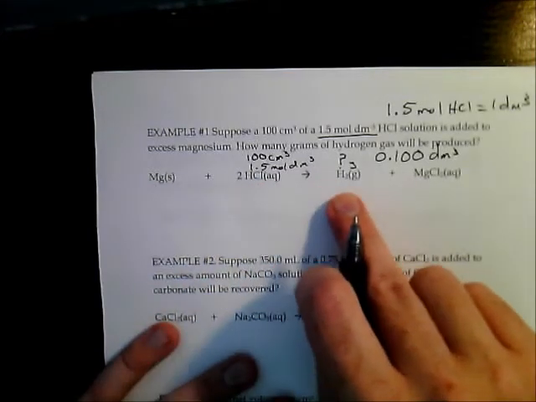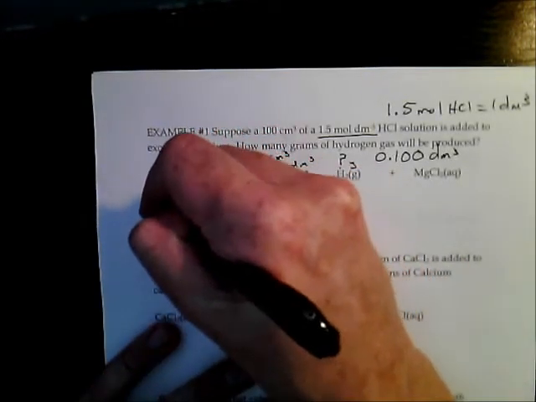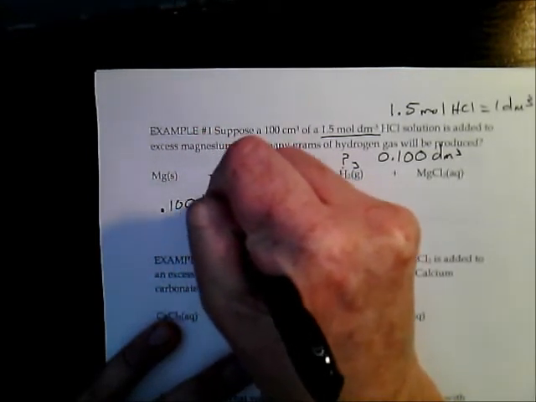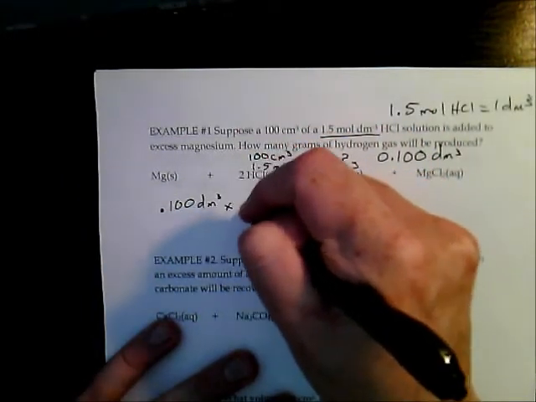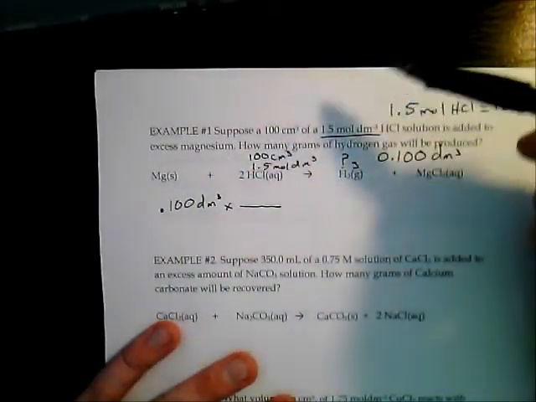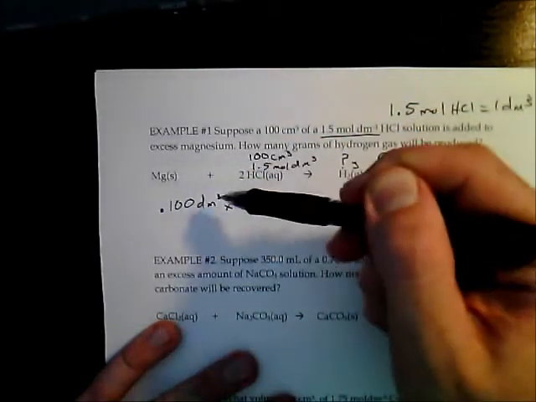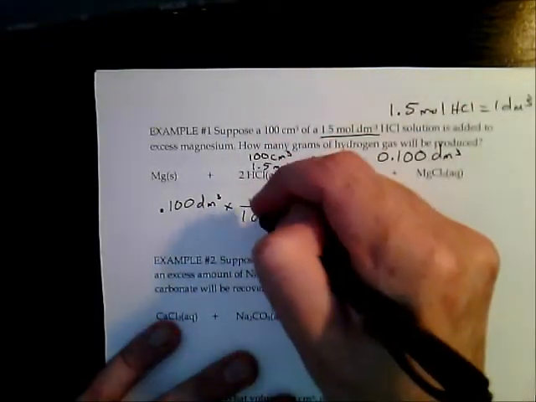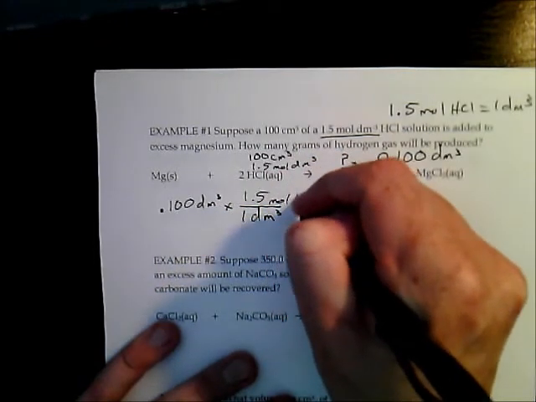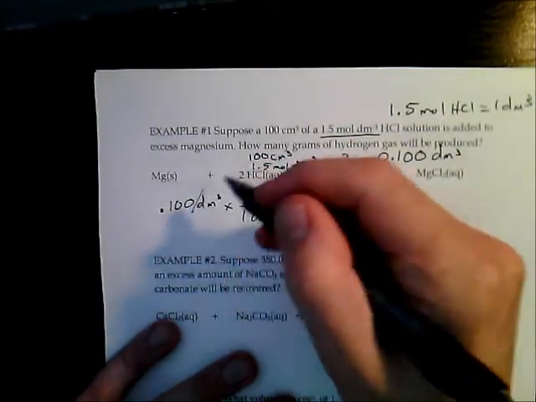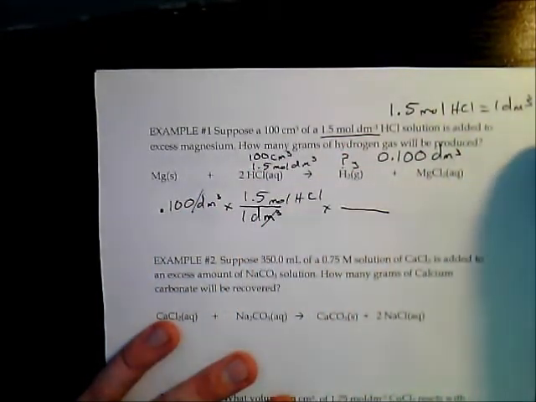I want to go from HCl to hydrogen. So I'm going to start with the amount of HCl that I was given, 0.100 cubic decimeters. And I'm going to change that to moles because I always want to use moles in stoichiometry. Here's my conversion factor. What goes up must come down. I want the cubic decimeter to cancel out, so I put it on the bottom. I put the 1.5 moles of HCl on top. Cubic decimeters cancels out, and we're in moles of HCl. Now that right there concludes the new part. That's the only thing new.